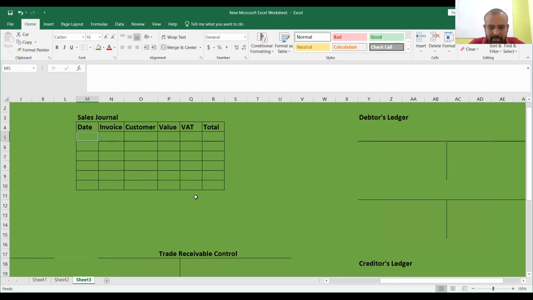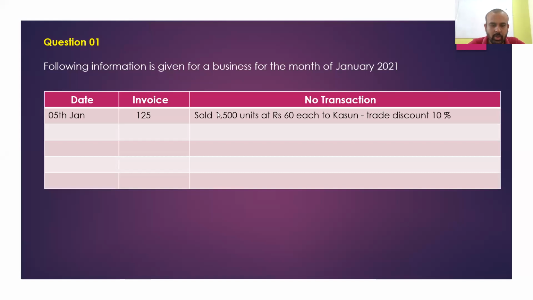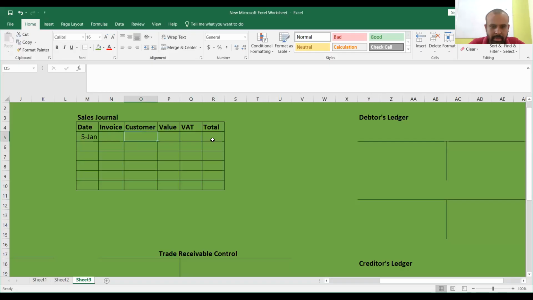5th, there was a credit sale. Name of the customer, that is Kasun. You sold to Kasun. Invoice number, it's 125. Tell me, what is the value of the sale when it comes to Kasun? Value of the sales is how much when it comes to Kasun?